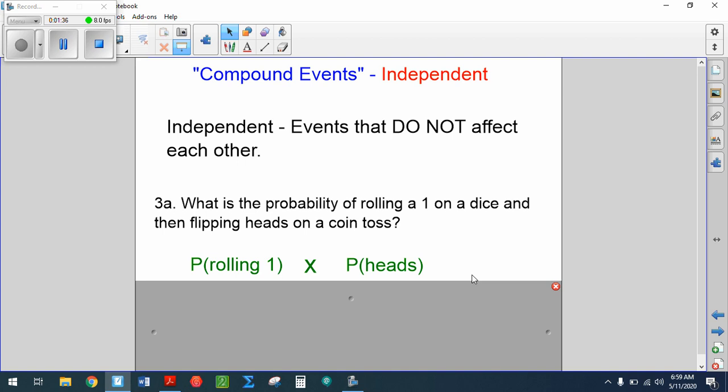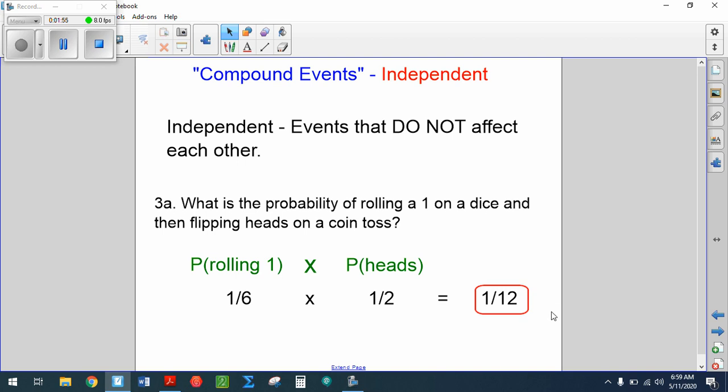So the probability of rolling a 1 is 1 out of 6, because there's one 1 on a dice out of 6 outcomes. The probability of getting heads on a coin toss is 1 out of 2. And you multiply those together. 1/6 times 1/2 is 1/12.